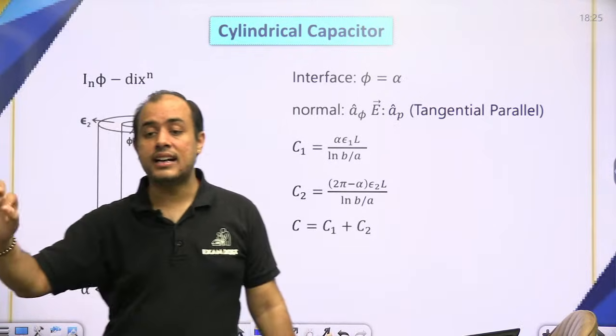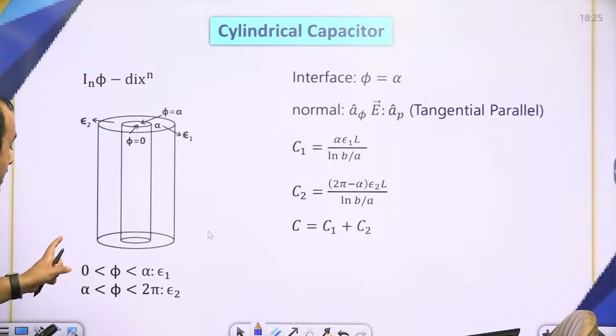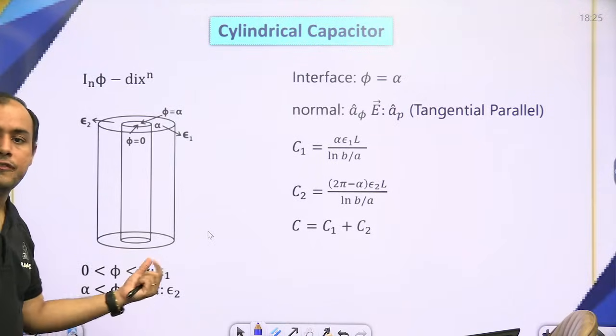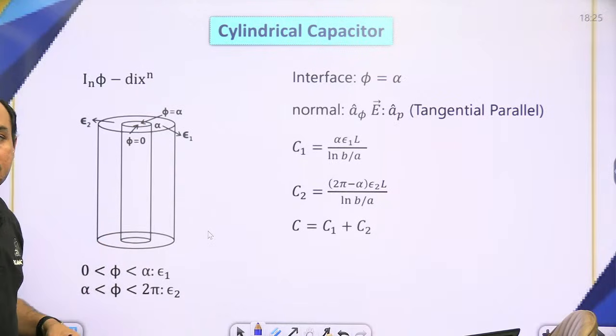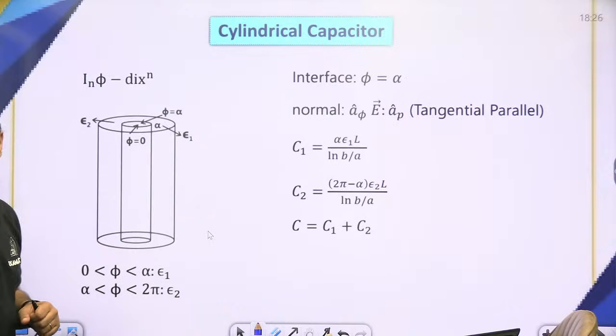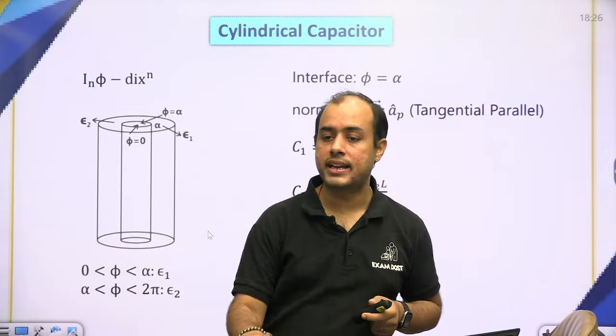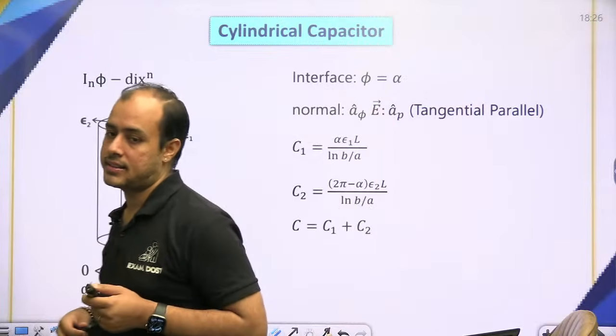I divide the dielectric in the phi direction. So I say, when phi varies from 0 to alpha, I have one dielectric. When it varies from alpha to 2 pi, I have second dielectric. 0 से अल्फा में एक डाइलेक्ट्रिक और अल्फा से 2 पाई में दूसरा डाइलेक्ट्रिक मेरे पास है.